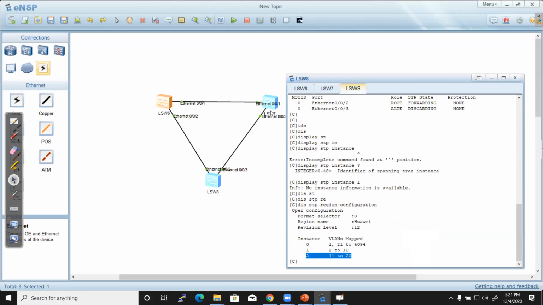Okay, guys, so far so good. Mr. Hamid, I have a question. You said display STB. What do you mean STB? You mean the mode? This one, this display STP.